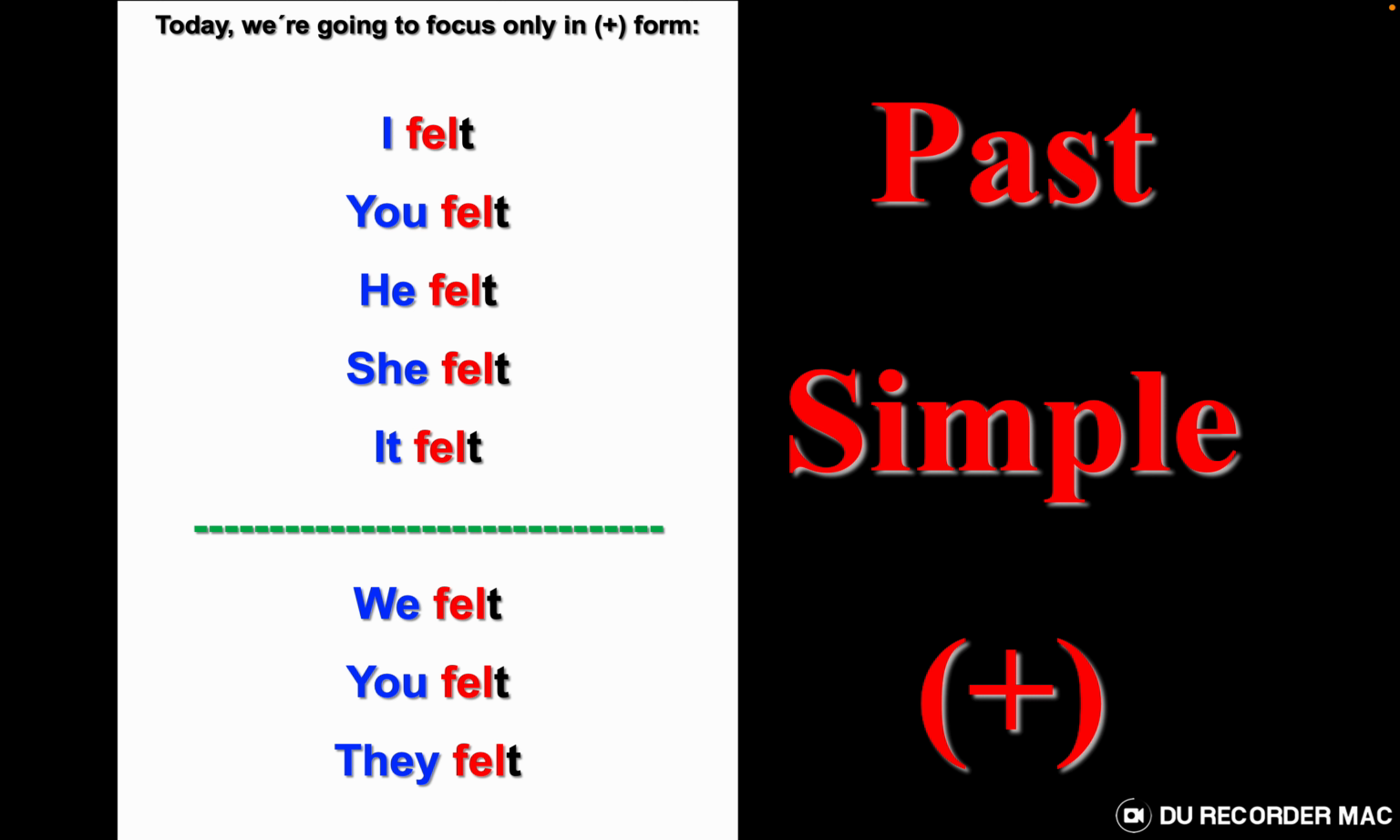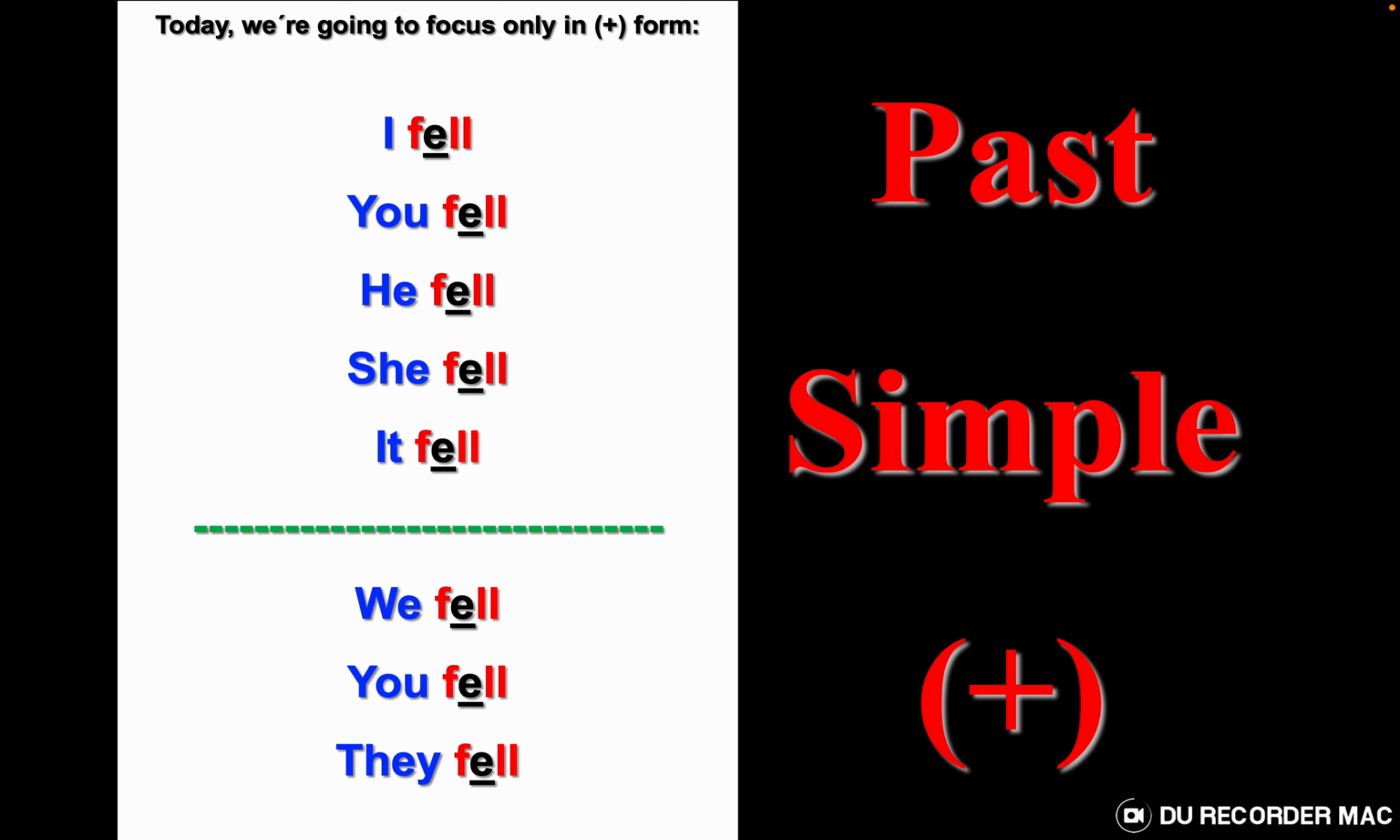Feel. So here we have a rule. When we have double E in some verbs, we just delete one E, like meet, met. But with other verbs, we delete one E and we change it to T at the end. So feel is the present, felt is the past. Let's see felt with all subject pronouns. I felt, you felt, he felt, she felt, it felt, we felt, you felt, they felt. Let's go to the next verb.